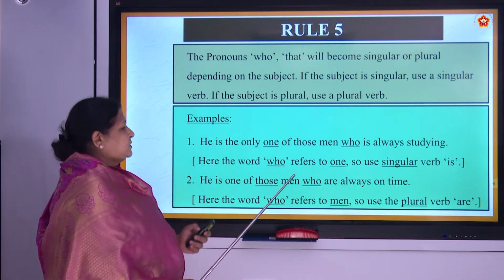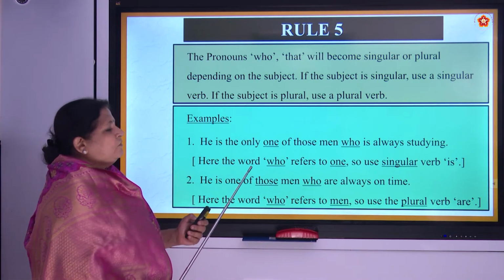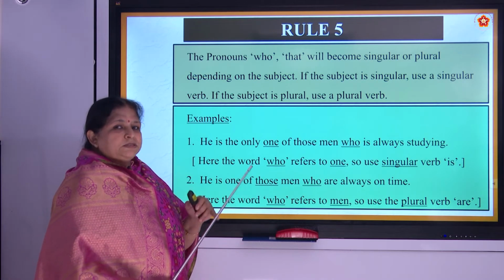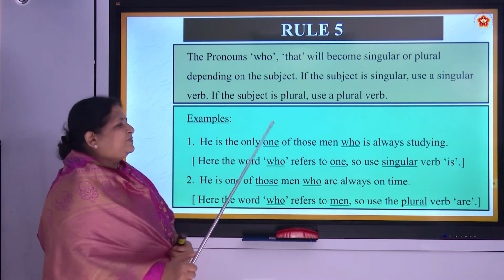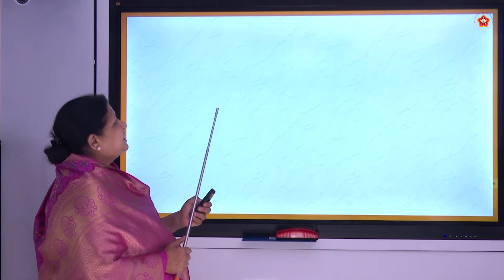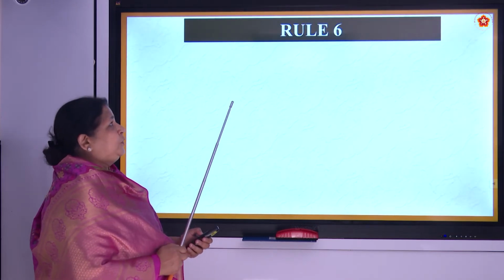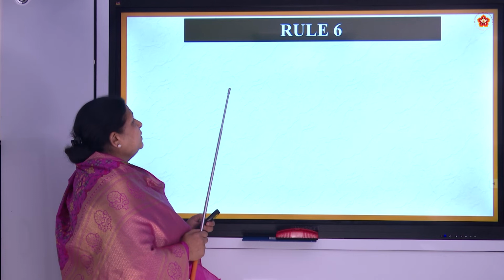Understood? Yes. So hope that you have understood and you are in same page with me. Yes, very good. Thank you. Yes. Now we will see the next rule. That is sixth rule, okay.